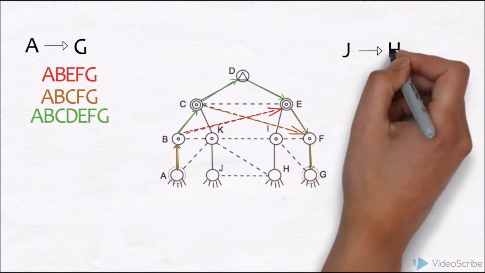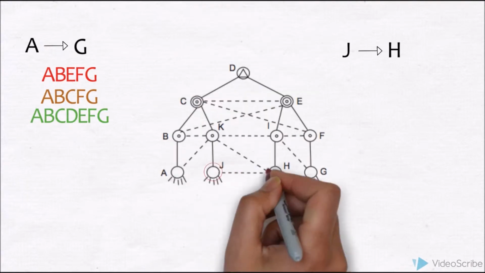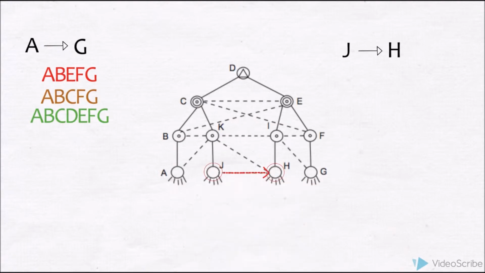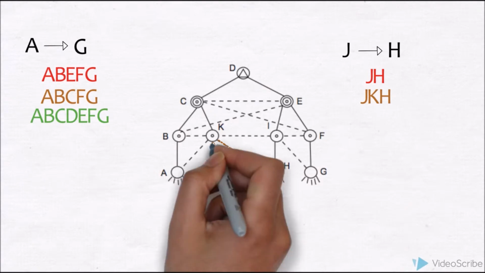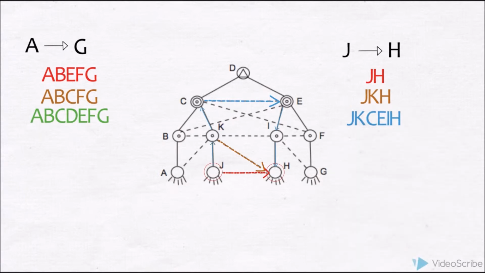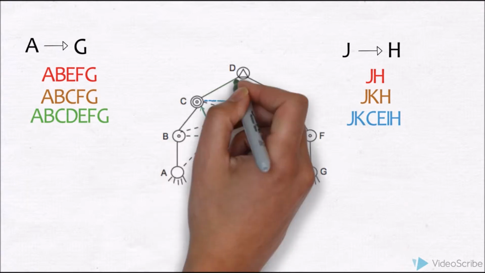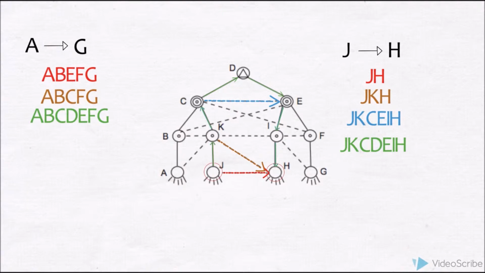Okay, now let's try with J to H. This one, I'm sure, will be really easy to solve for you. Obviously, the shortest path will be JH, but let's see which are the other ones. We can find J, K, C, E, I, H, because we can't go from K to I due to overflow. But we can use the high usage trunk CD, and the last one will go through the final trunks, and it's J, K, C, D, E, A, I, H.